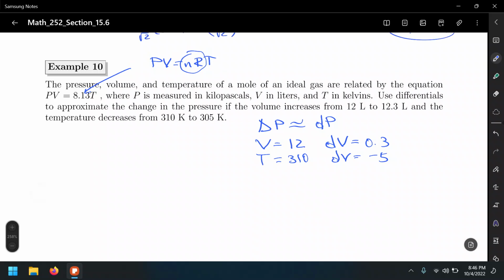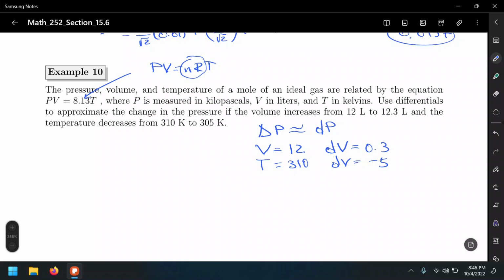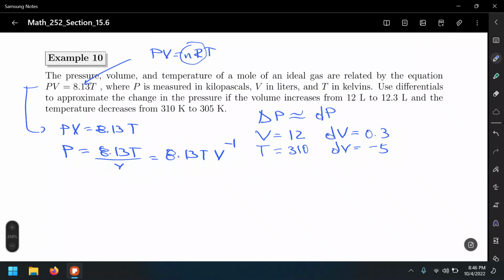So let's see. They're asking us to find the approximate change in the pressure. So that means this formula right here, PV equals 8.13 T, has to be solved for P, which is 8.13 T over V, which is the same as saying 8.13 T V to the negative 1. And this is just so it's ready to differentiate. So let's form a differential expression. It's not going to be dz with x and y, so this time we're going to use different letters.